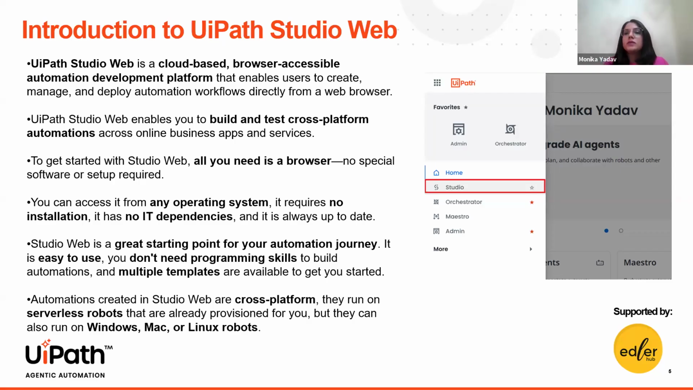Now, another special feature of Studio Web is that the automations you create run on something called serverless robots. These are software bots hosted in the cloud by UiPath. So you don't have to worry about installing or setting up anything to run your workflows. Everything runs smoothly in the background. And if you want to, you can just run your automation on your own computer, whether it's a Windows PC or a Mac or even your Linux system. So it gives you a lot of options and flexibility depending on what you need.